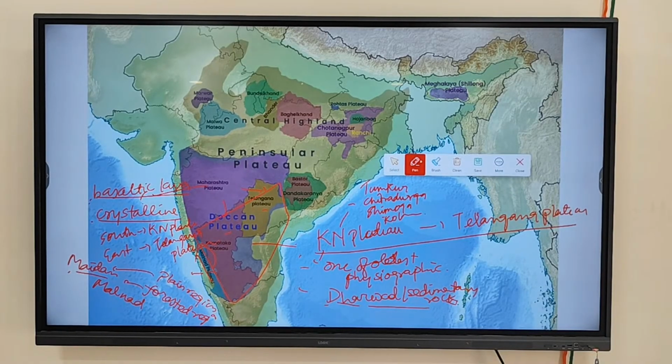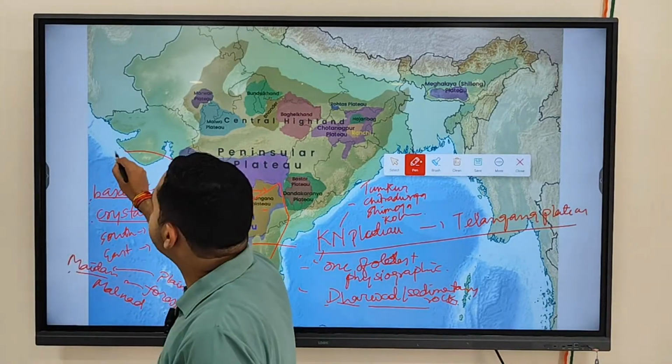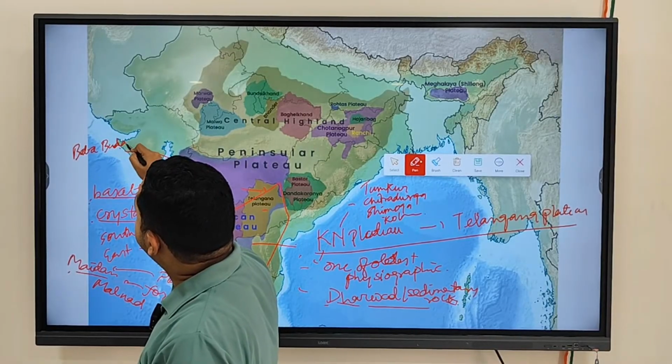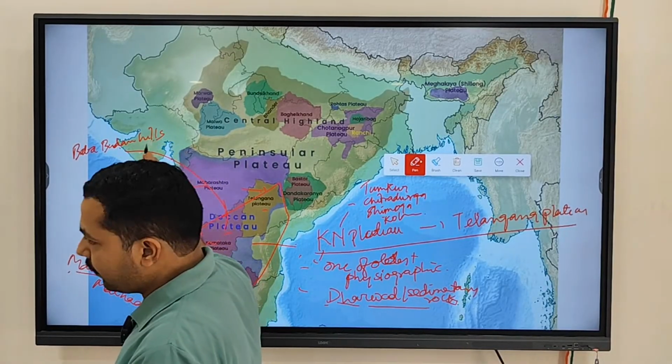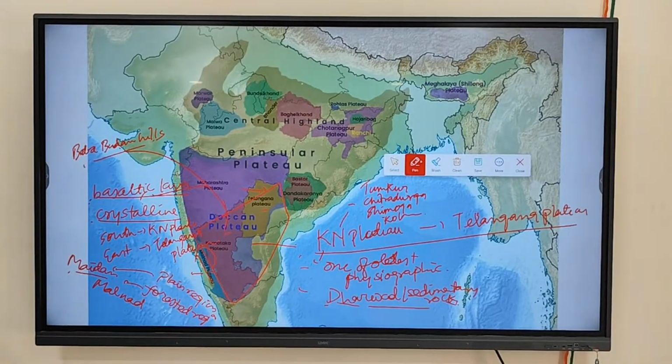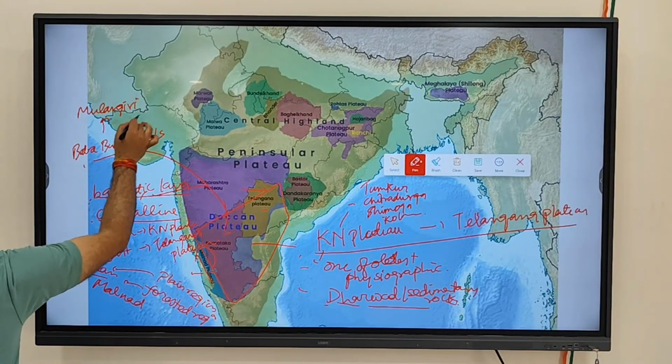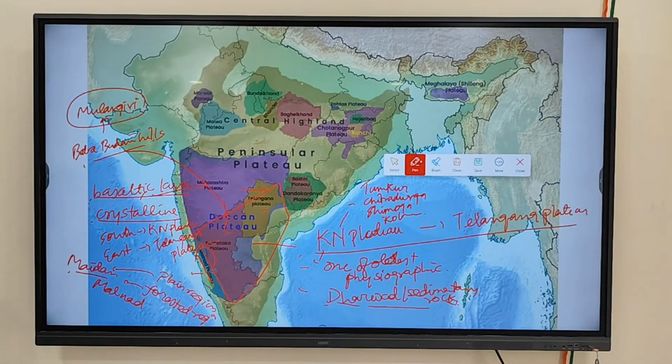Clear? Now, the highest peak that you find in this region is in the Baba Budan Hills. So you'll find the Baba Budan Hills, and the highest peak of these hills is Mulangiri.